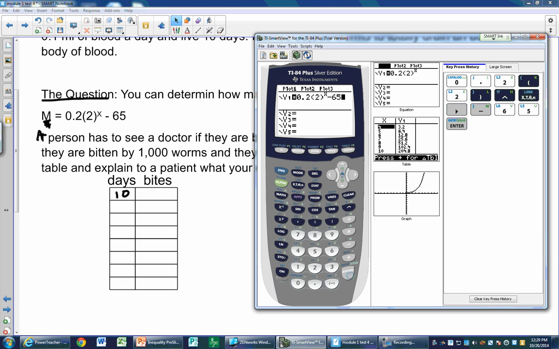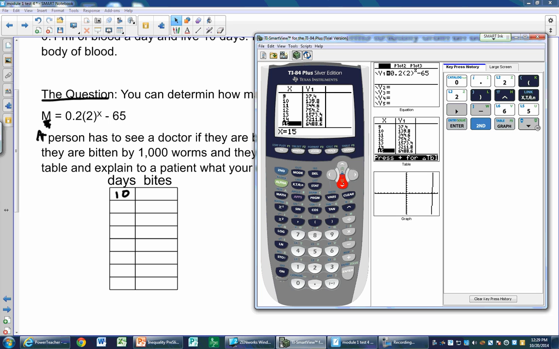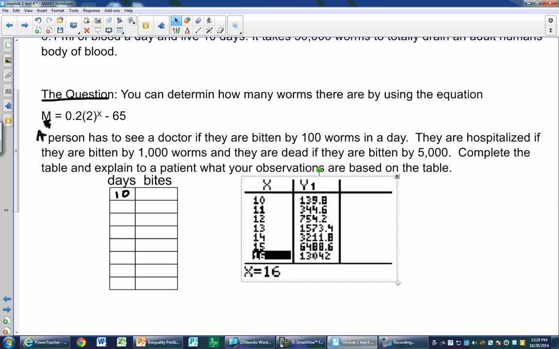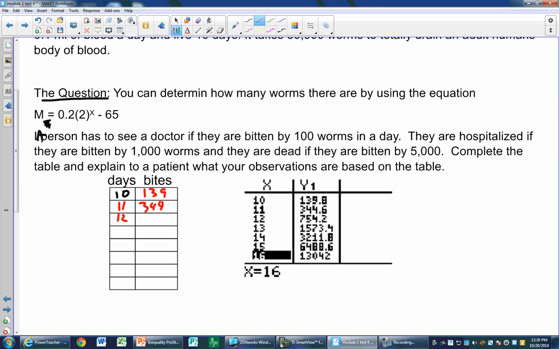Now we want to look at the table. It's second graph. Now, you can scroll up or down, whatever you need to do to get to the 10. I'm going to put the 10 on top. Then you copy the table in here. However, you can't get bit by 8/10 of a worm, so you just type in the whole numbers. Now, complete the table and explain to a patient.